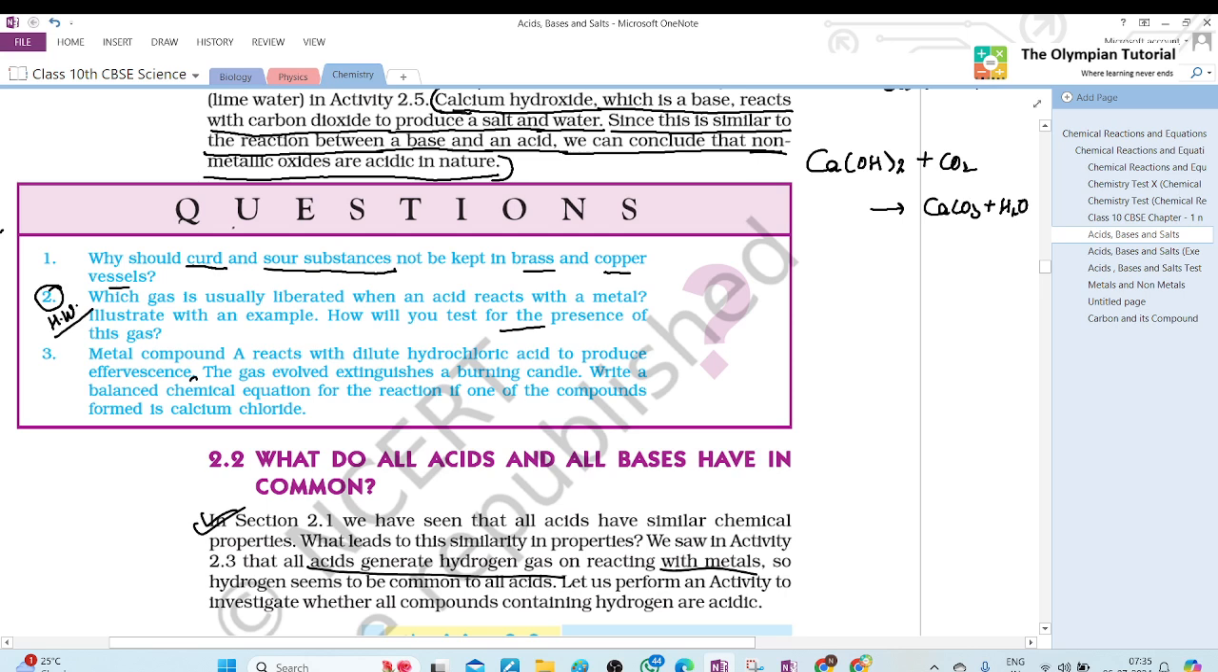Here they are saying which gas is usually liberated when an acid reacts with a metal. Hydrogen gas is liberated when an acid reacts with metal. Illustrate with an example. The example I have already given you. Ma'am, when they ask for an example, should we write the word equation as well? Yes, both the word equation and the balanced chemical equation. And here they are asking about the test for the presence of hydrogen gas, so you will write what the test is and you will show it with the diagram. It will be a complete answer.